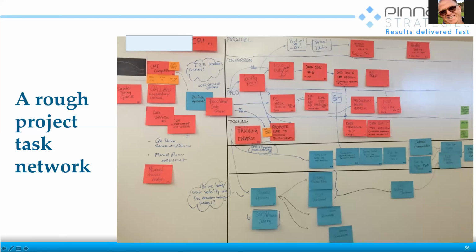And oh, here's a risk. E to E scenario testing, who's going to do that? Oh, here's another thing. We've got to get those workarounds approved. What about QA data test? Do we have or want disability into the decision-making process?